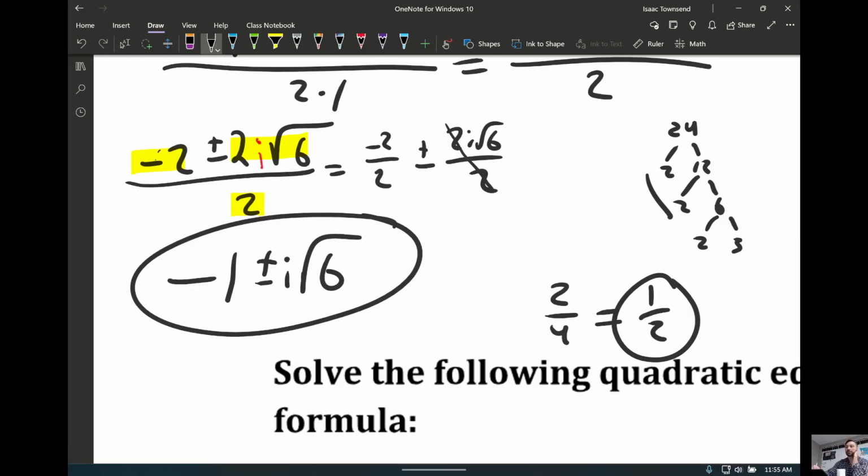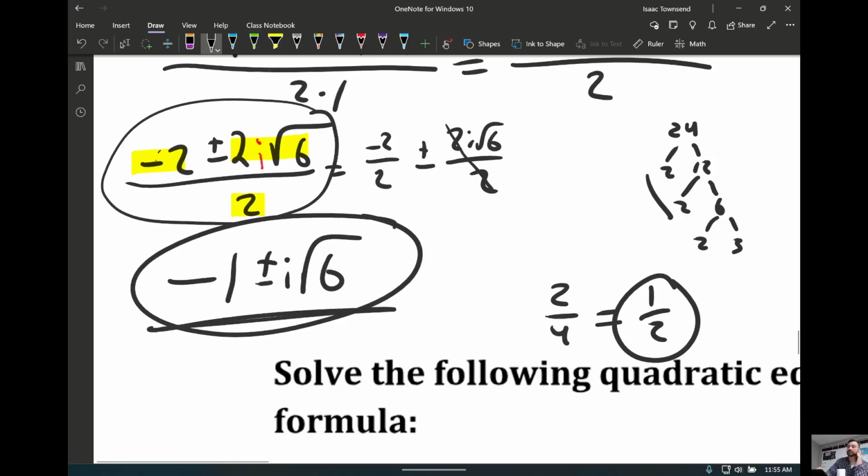If this term, and this term, if all the terms are evenly divisible by something, you need to divide them all by that. Just like 2 and 4 are both divisible by 2, so we'll divide them both by 2 to reduce. This is technically equivalent, but it's not simplified correctly or completely.